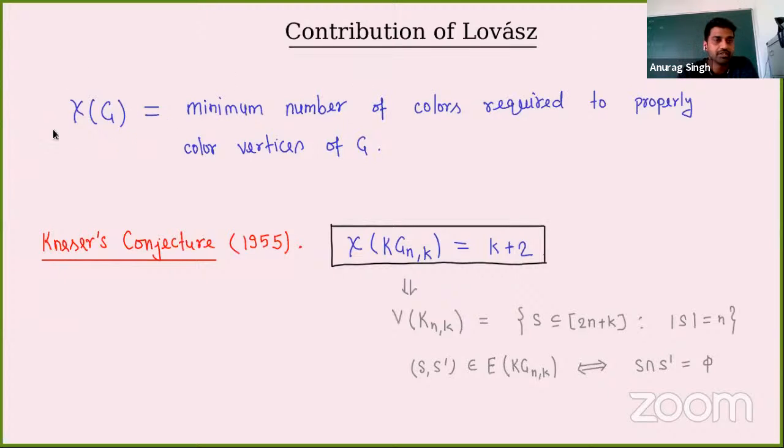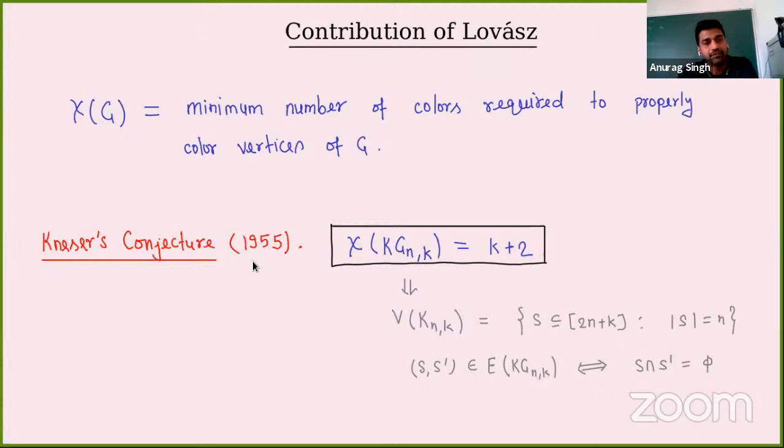So let me recall the definition of the chromatic number of graphs. The chromatic number of a graph is the minimum number of colors required to properly color the vertices of G. What do you mean by properly? Properly means if two vertices are adjacent in graph G, then they must receive different colors.